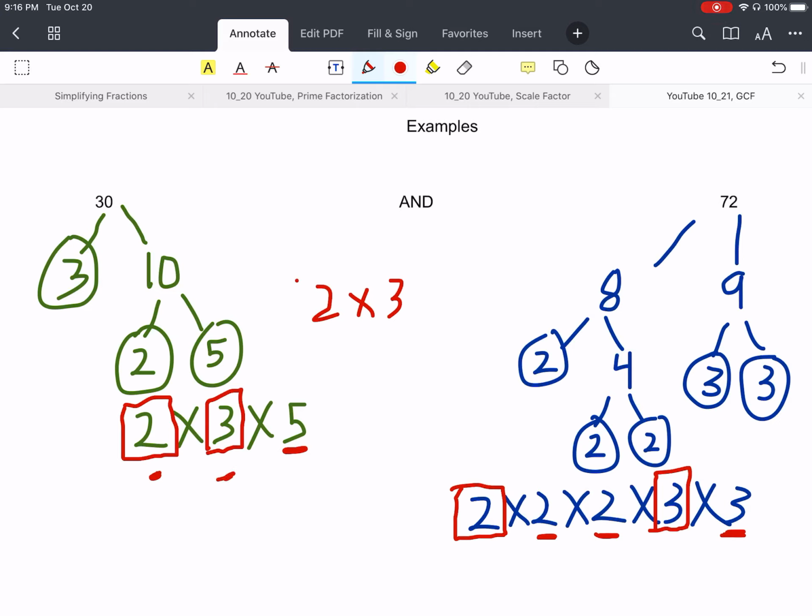So we're left with 2 times 3, which equals 6. And that makes 6 the greatest number that can fit into 30 and 72 equally.